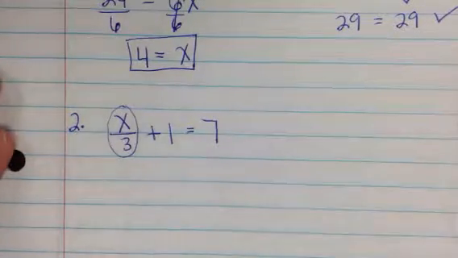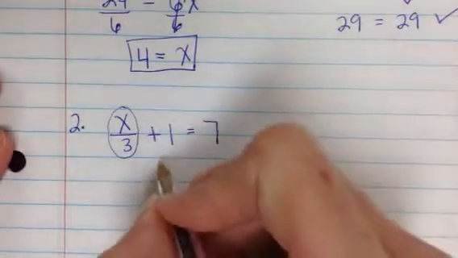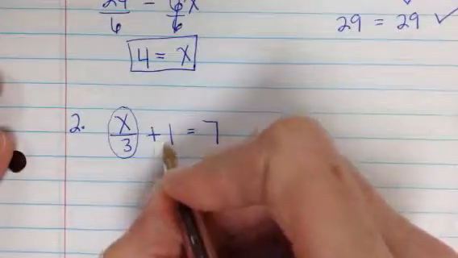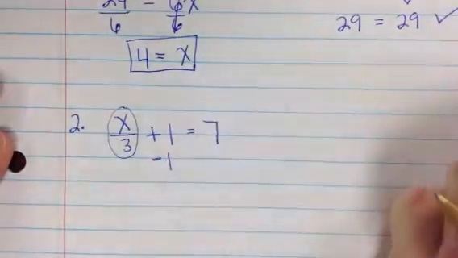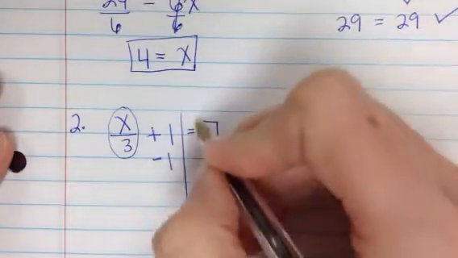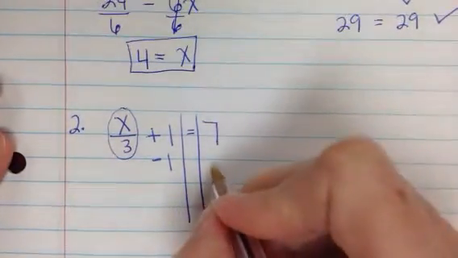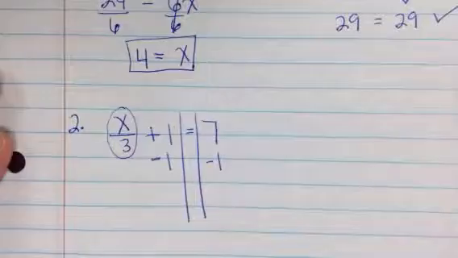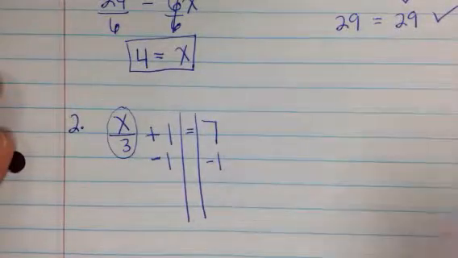In order to remove it, I've got to do the opposite operation. All right, and then that will create a zero pair. So instead of adding 1, I'm going to subtract 1. What I do to one side of the equation, I must do to the other. So I'm also going to subtract 1 from the right-hand side of the equal sign.